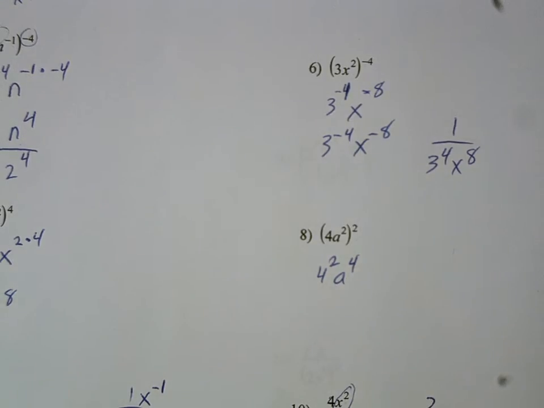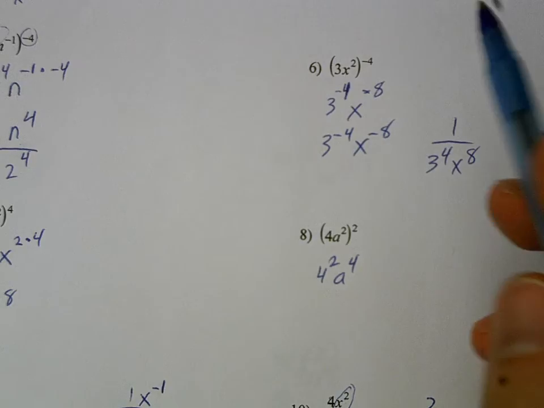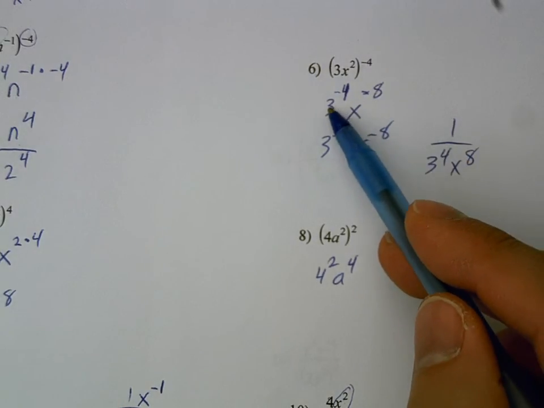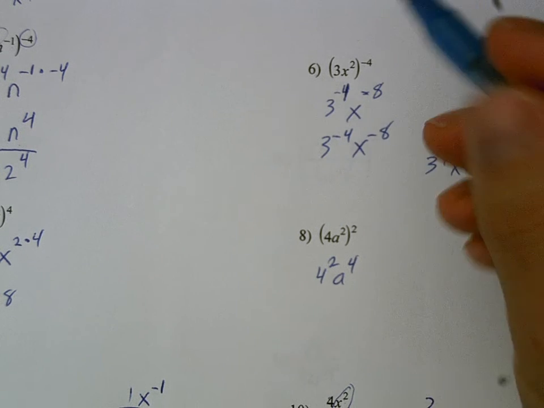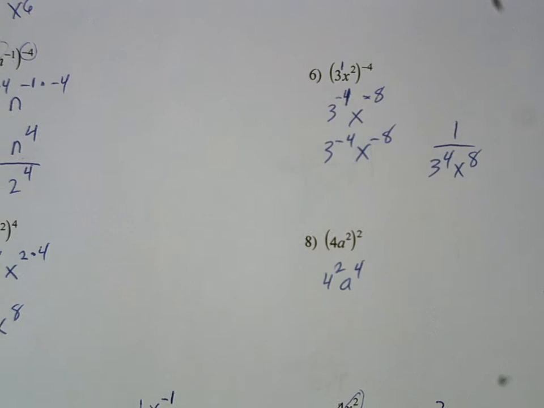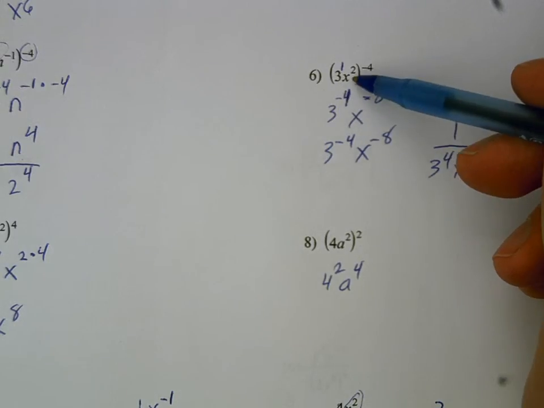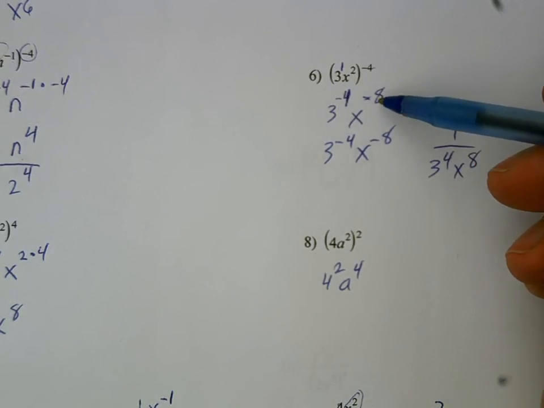So number 6, just a reminder from yesterday, this negative 4 goes to the 3 to the negative 4th power. You can think of it as being 3 to the 1st power right now. 1 times negative 4 is negative 4. The x's, 2 times negative 4 is negative 8.